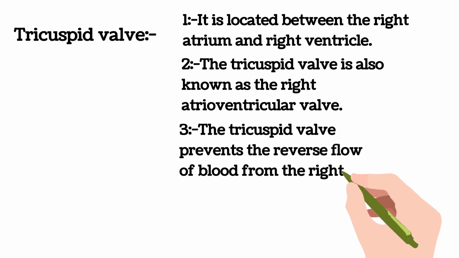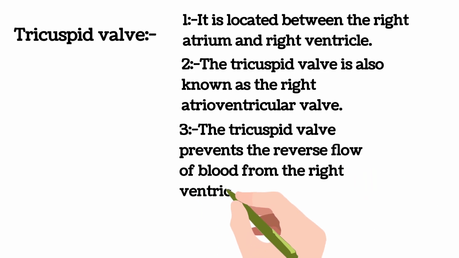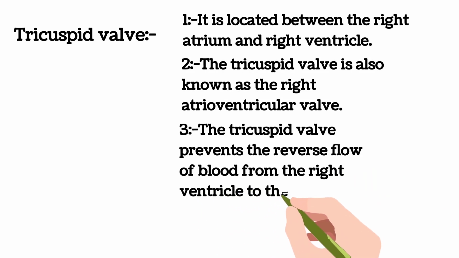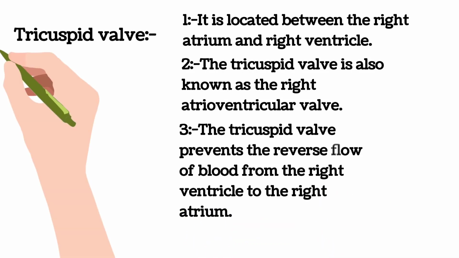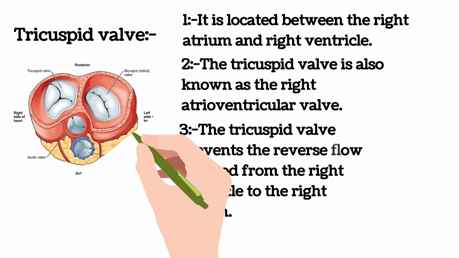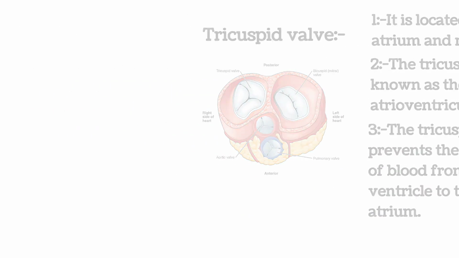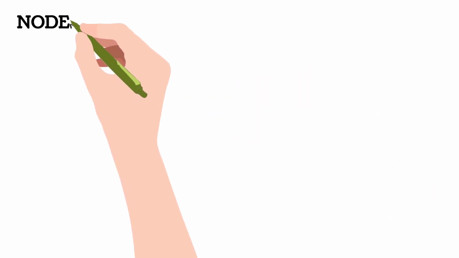Again, the tricuspid valve prevents the reverse flow of blood from the right ventricle to the right atrium. Students, you can write these differences in your notebook and this will help you in the examination as well.